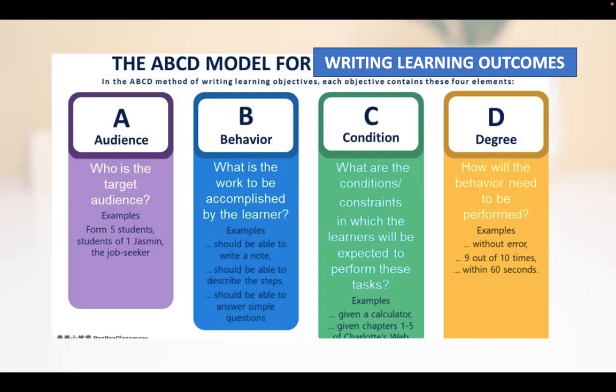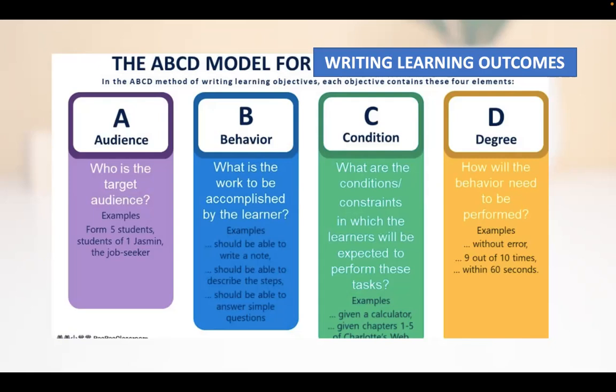After the audience and the behavior have been specified, we need to think in terms of the conditions. What are the conditions or constraints in which the learners will be expected to perform these tasks? For example, given a calculator, given a dictionary, or given the cell phone, given chapters 1-5 of Charlotte's Web, or, as we may say, working individually, working in groups, working in pairs. All those are conditions. And last but not least, we can specify the degree.